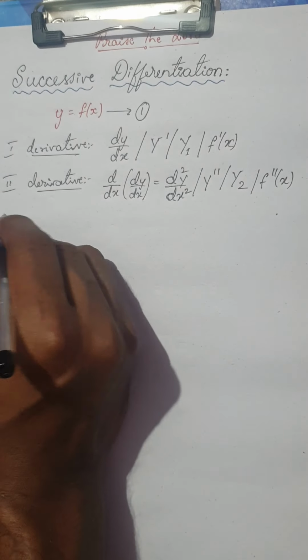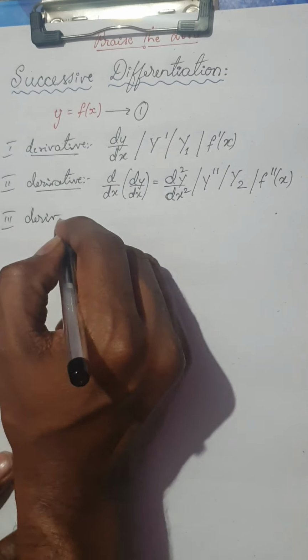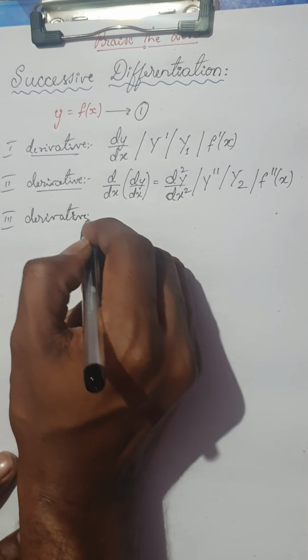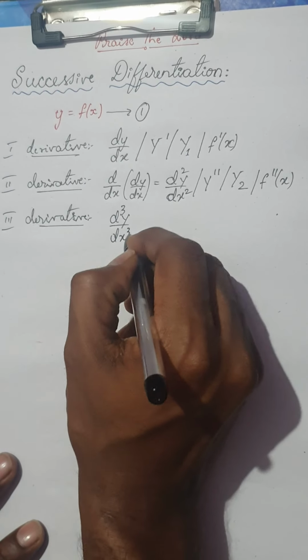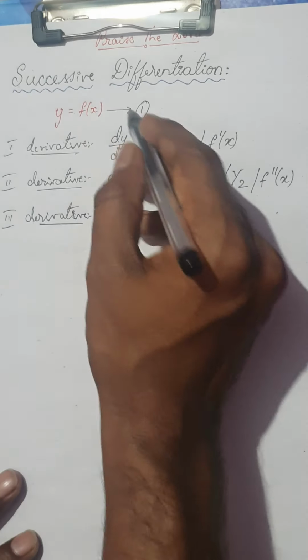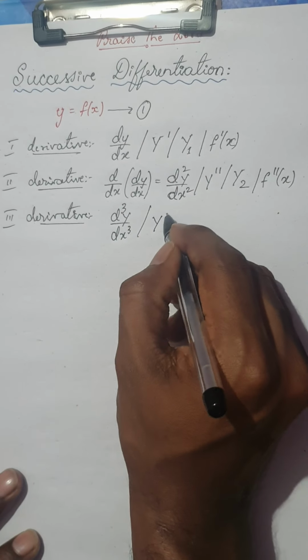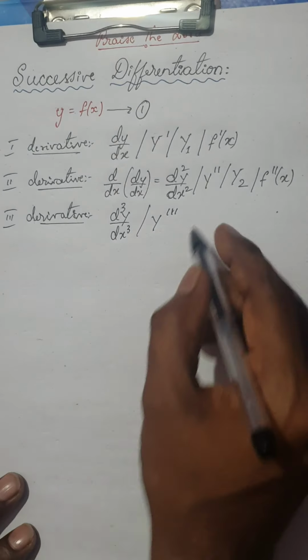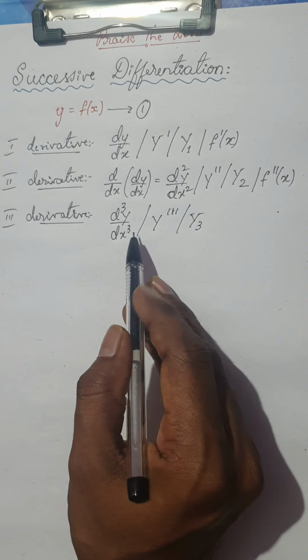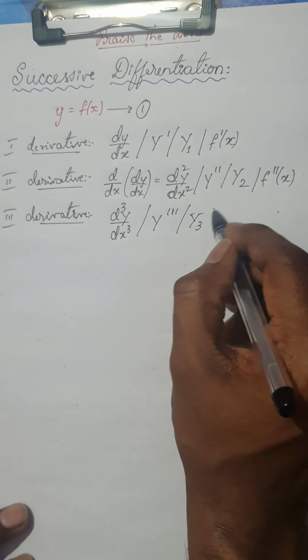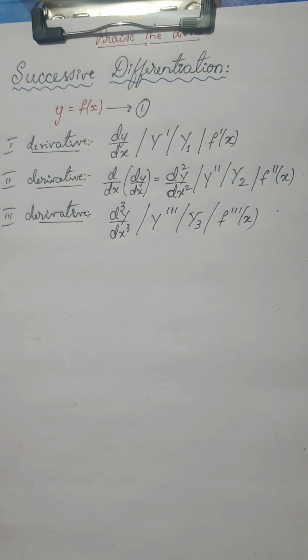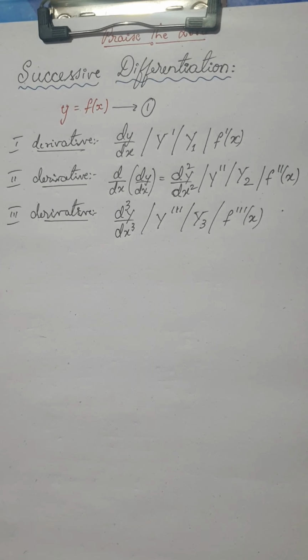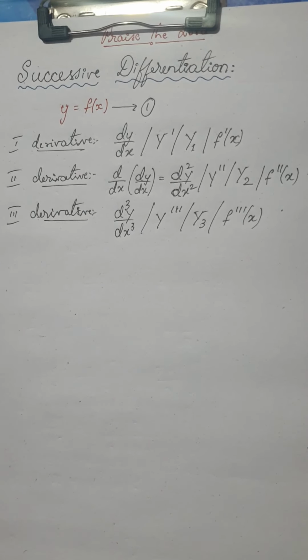In the same case, if you take the third derivative of the same function, this will be d cube y by dx cube. This is the third derivative of my function y. Or you can write it as y triple dash, or you can write it as y3. Most times we are going to use this pattern, and very few times we will write f triple dash of x. Now I've just given you the concept of successive differentiation.